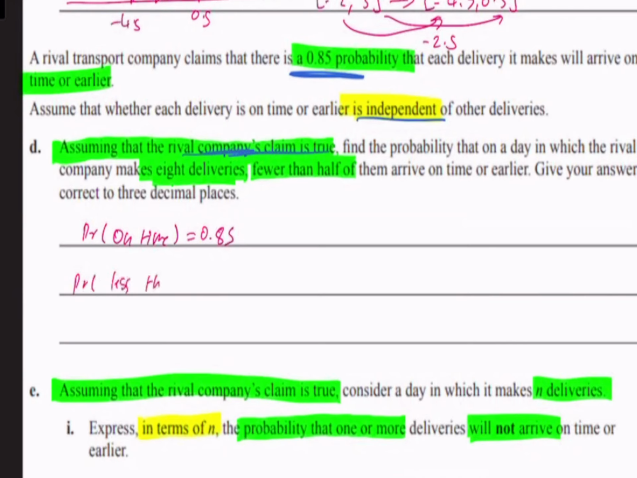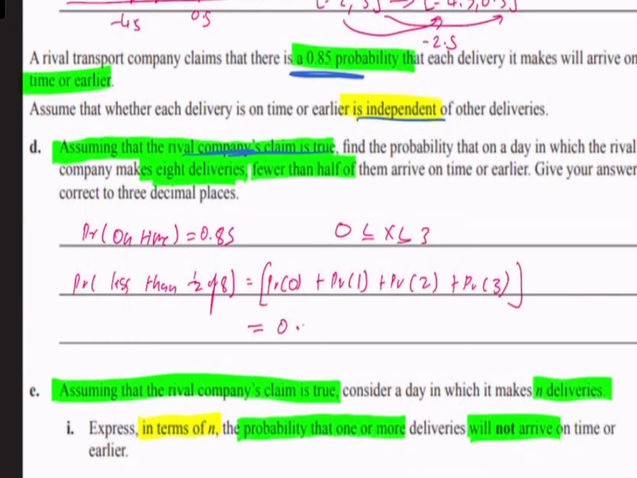So the probability that less than half of 8 arrive on time or earlier. That's either none of them, one of them, 2 of them, or 3 of them. We don't include the half because it's less than half, so that's not including 4. It's just up to 3. And then you could just use your CAS to simplify this. You don't even have to write this out. You could just do 0 to 3. And that comes out to 0.03.